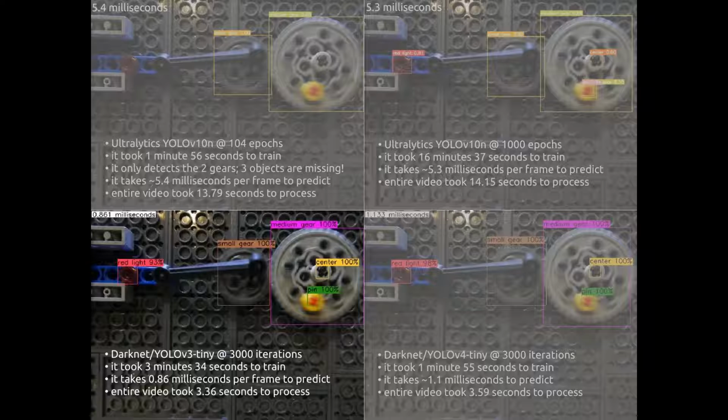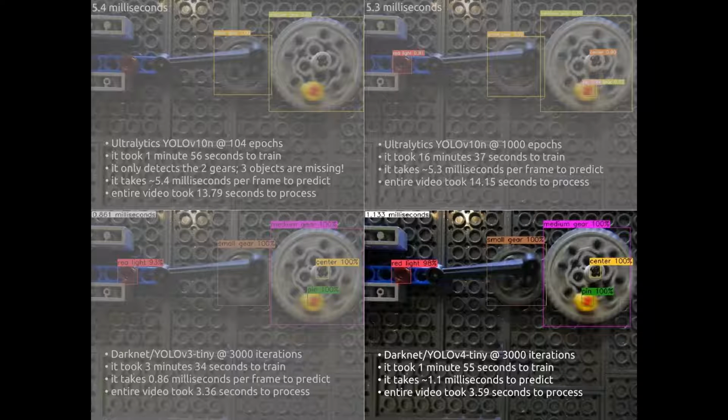Darknet YOLOv3 Tiny at 3000 iterations is in the lower left corner. It took 3.5 minutes to train. It takes less than 1 millisecond per frame to predict. The entire video took 3.36 seconds to process.